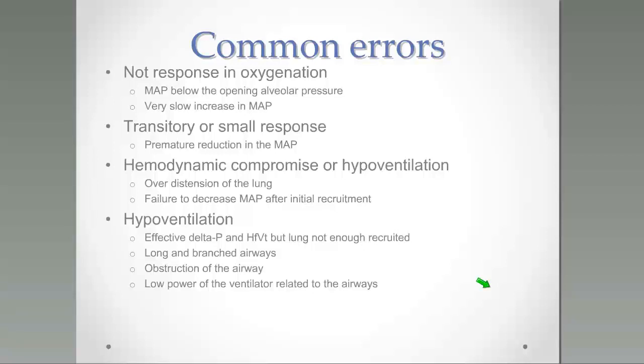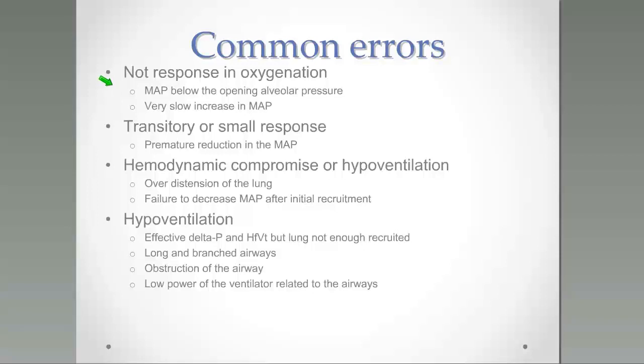And the most frequent errors that we used to have during high frequency ventilation are, for example, if we don't have a response in the oxygenation, sometimes it's because we didn't increase the mean pressure enough to open the lung, to open the alveolus. This is the same as the first case report, as I told you. Or we wait too long to increase mean pressure step by step. Sometimes the effect is only transitory or very small, and this is many times because you decrease the mean pressure very fast after reaching an improvement in the oxygenation.